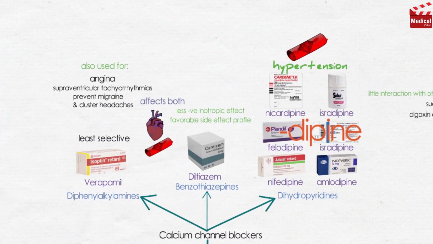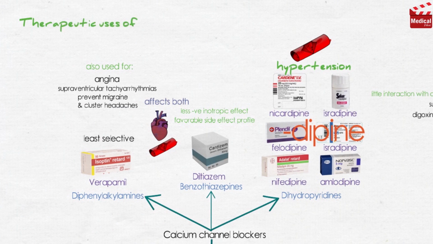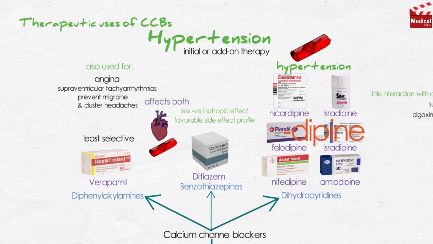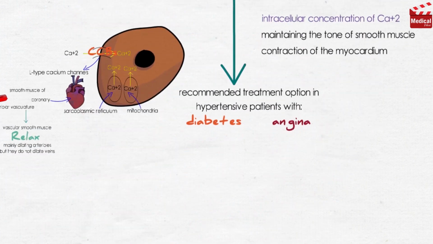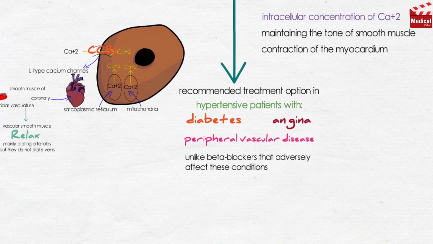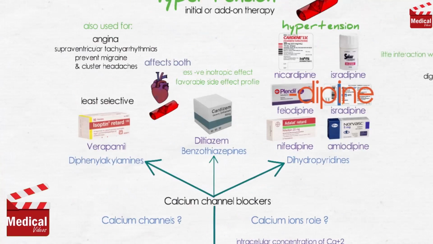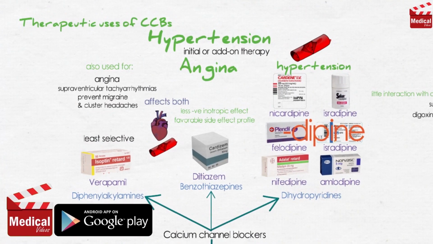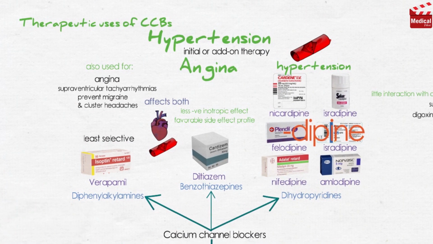So briefly, what are the therapeutic uses of the calcium channel blockers? They are used in the management of hypertension. They may be used as an initial therapy or as add-on therapy. As we said, they are useful in the treatment of hypertensive patients who also have asthma, diabetes, or peripheral vascular disease, unlike beta blockers that adversely affect these conditions, as we mentioned in the previous lectures. All calcium channel blockers are useful in the treatment of angina. In addition, diltiazem and verapamil are used in the treatment of atrial fibrillation.